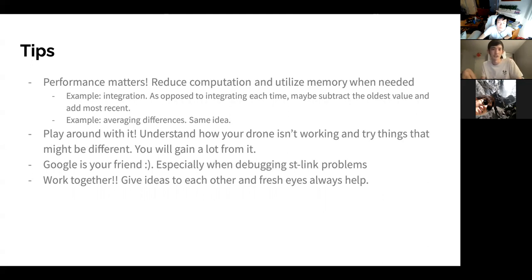For averaging your differences, so that you don't only take the difference between two points, it's the same idea. Then play around with it. Especially with the differences, there are many ways you can go about processing that signal. You can take the derivative across all the points. You can take the differences and average them. Trying to understand why your drone isn't working and trying things that might be different, especially keeping in mind the design principles we talked about, will help you gain a lot from the experience of figuring something out.